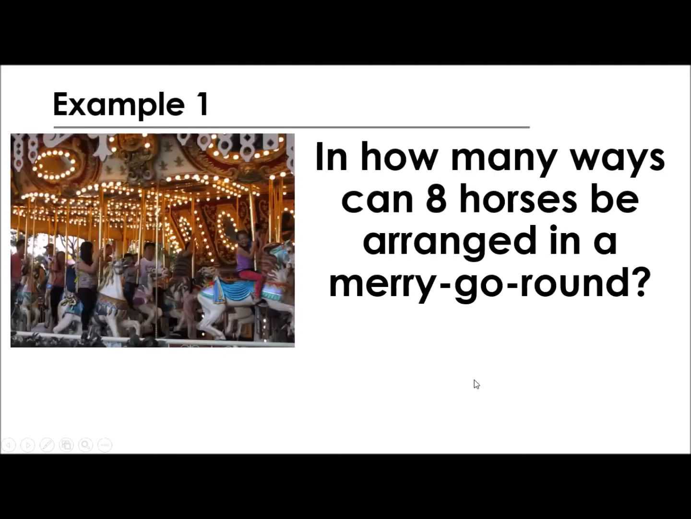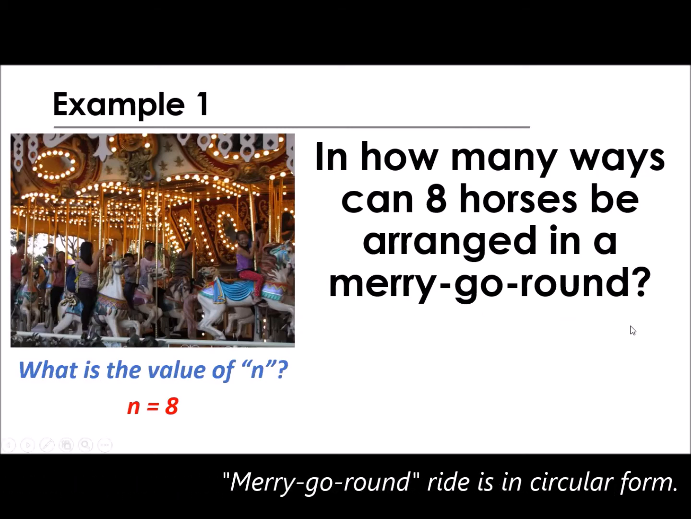Okay? So for this first example, in how many ways can 8 horses be arranged in a merry-go-round or in a carousel? Have you experienced to try it? I hope so. Lalo na after this pandemic. Okay? So, what is the value of n? The value of n here is 8 because we are pertaining here with 8 horses in the carousel or in the merry-go-round. And why does it make as a circular permutation? Because of the keyword merry-go-round. Because that is in circular form.